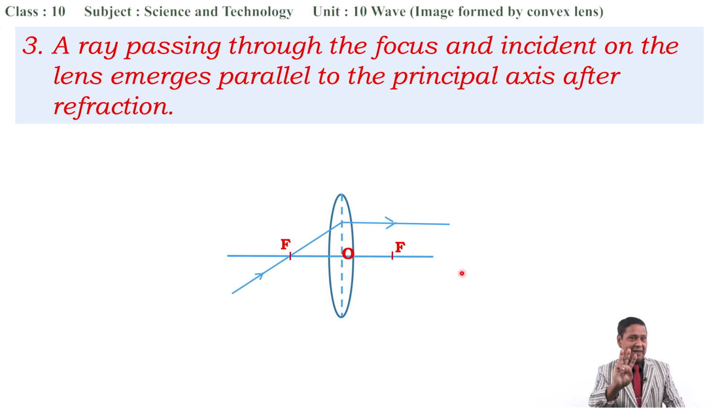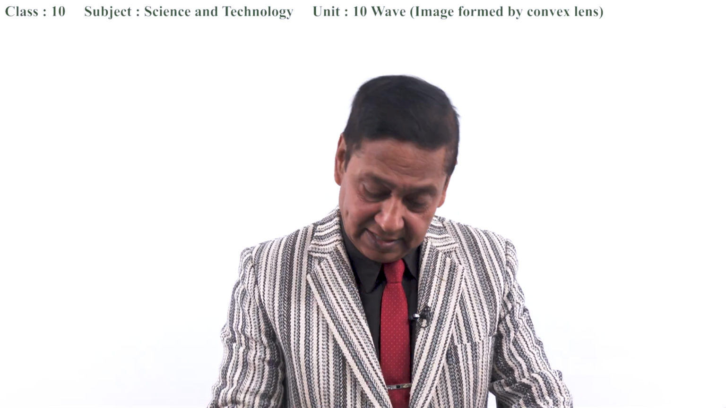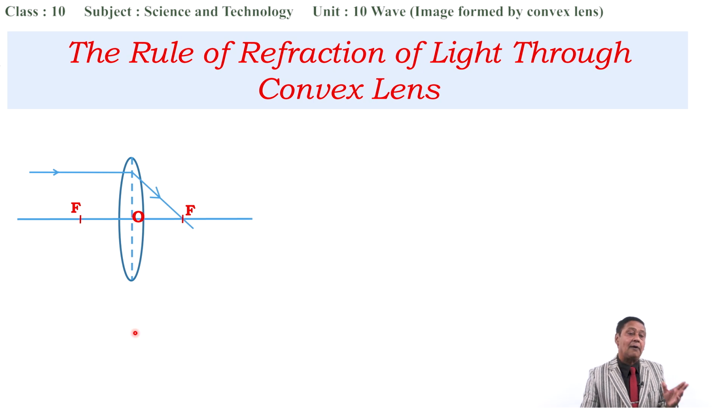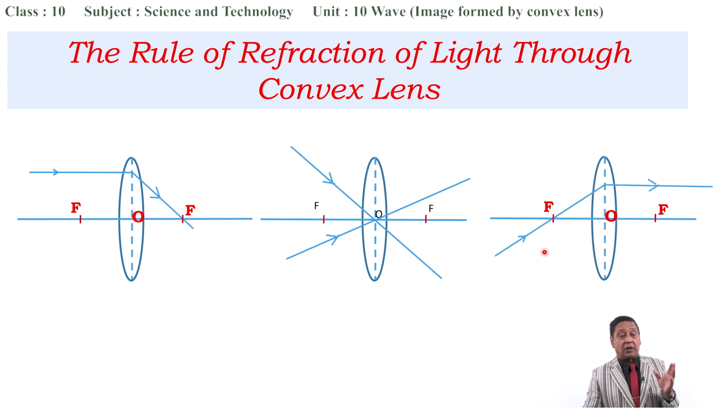Now I told you 3 different rules of refraction of light through a convex lens. Let's have all these together. The rules of refraction of light through a convex lens. First, what I told you, a ray of light parallel to the principal axis passes through the focus after refraction. And second, a ray of light passing through the optical center passes straight without deviation. And thirdly, a ray of light coming through the focus, when refracted through a convex lens, passes parallel to the principal axis.